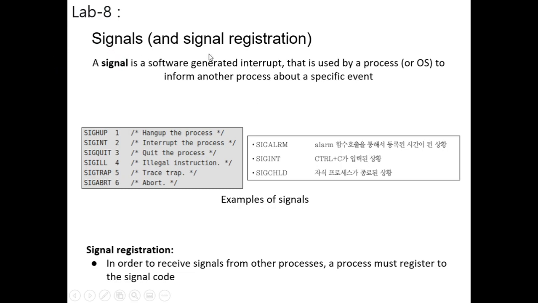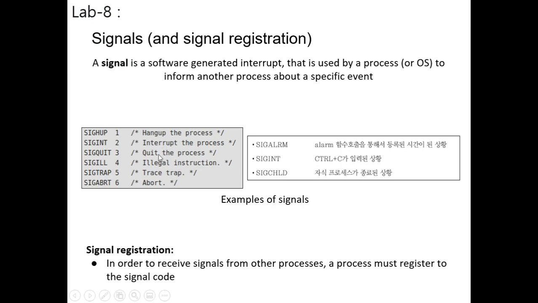Let's take a look at what signals look like. A software signal is simply a software generated interrupt that is used by an operating system to inform the process, which will be our process or parent process, about a specific event. For example, that a child process has terminated. We can set a signal, asking the operating system to generate a software interrupt to inform us that our child process has terminated, right?